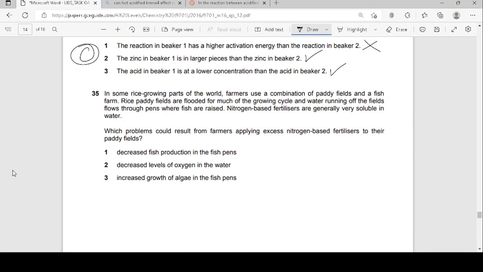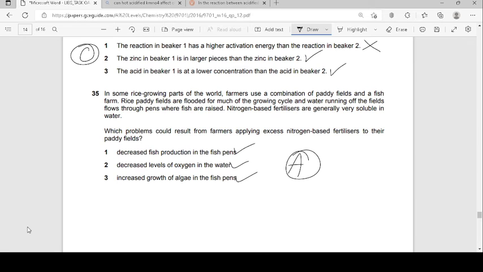Now, in some rice-growing parts of the world, farmers use a combination of paddy fields and a fish farm. Rice paddy fields are flooded for much of the growing cycle, and water running off the fields flows through pens where fish are raised. Nitrogen-based fertilizers are generally soluble in water. Which products could result from farmers applying excess nitrogen-based fertilizers to rice fields? So basically, they're talking about eutrophication. Decreased fish production, that is right. Decreased levels of oxygen in water, right. And increased growth of algae in the fish pens is right.